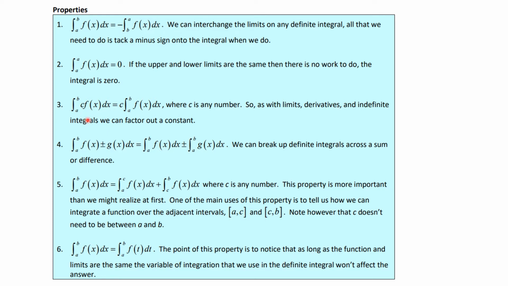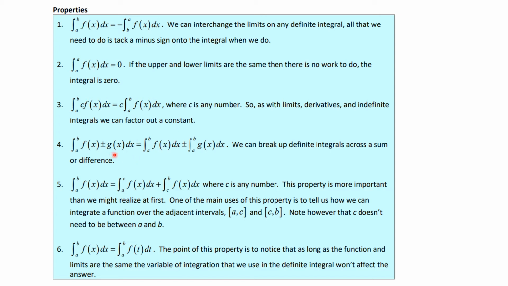Number 3 says the integral from a to b of c times f of x dx is equal to c times the integral from a to b of f of x dx. Well, this follows from the fact that the definite integral is a limit after all. And whenever we're taking the limit of a constant times a function, we can pull the constant through the limit sign. That's what we're doing here. So whenever I'm doing a definite integral, I can pull the constant through the integral sign. You can factor out the constant.